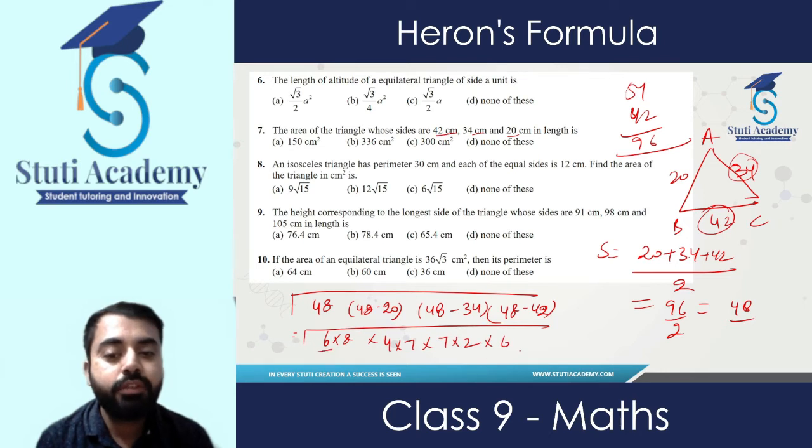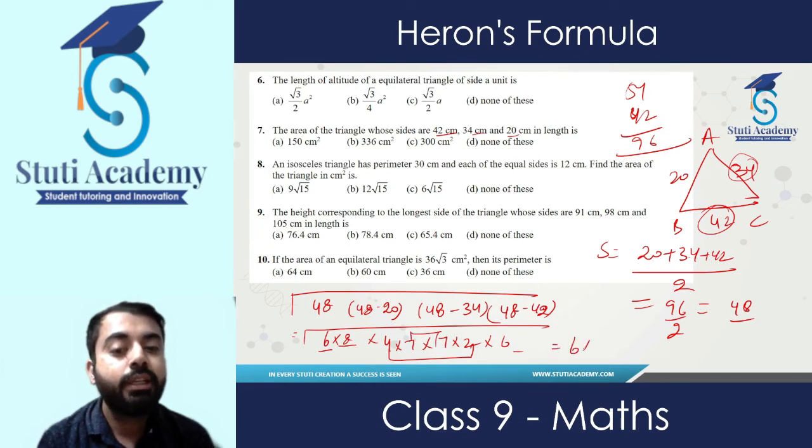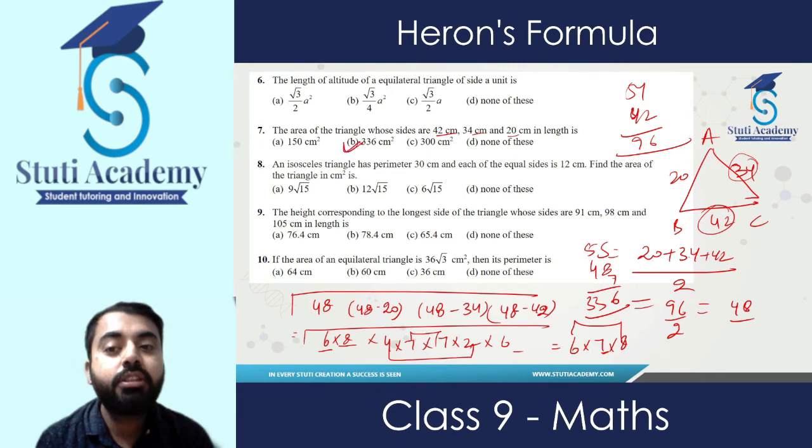I have a pair of 6 complete. I have a pair of 8 complete. And I have a pair of 7 complete. So I got this: 6 into 7 into 8. 6 8s are 48. 48 into 7 is 56, 5 carry, 28 and 5, 33. The answer was 336 centimeter square. See, that was easy, right?